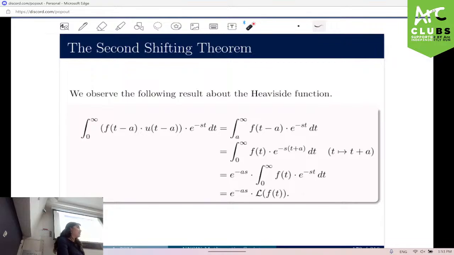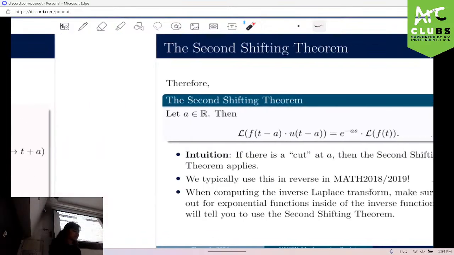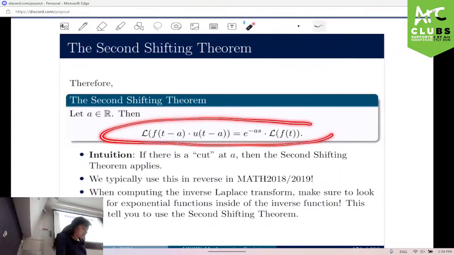So we're going to do an example that shows exactly what the second shifting theorem is, because I feel like showing would make more sense than me trying to explain it. If you look into your Laplace table of transformations, it's right below the first shifting theorem. Before we do that, the Laplace second shifting theorem is this.